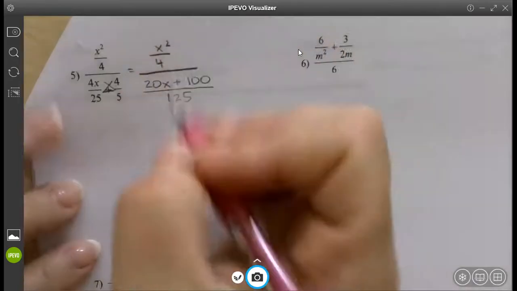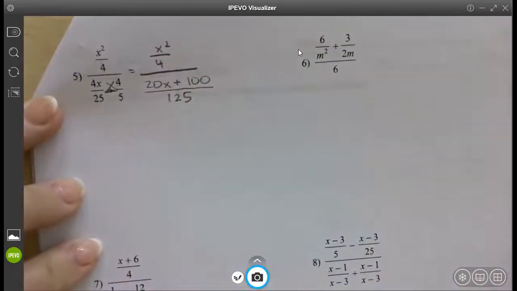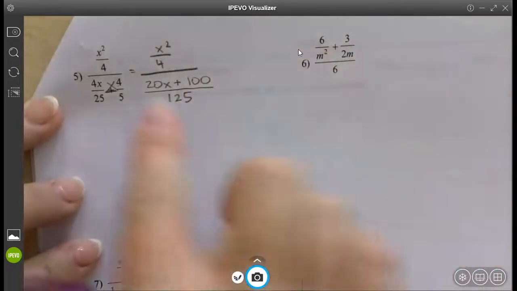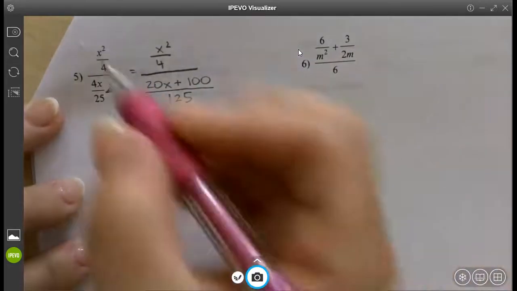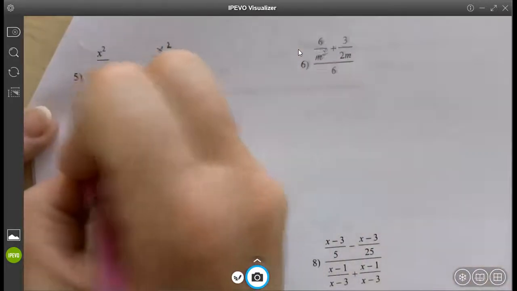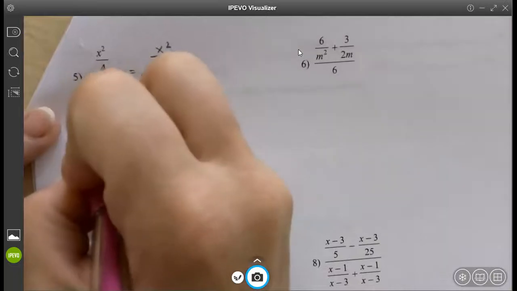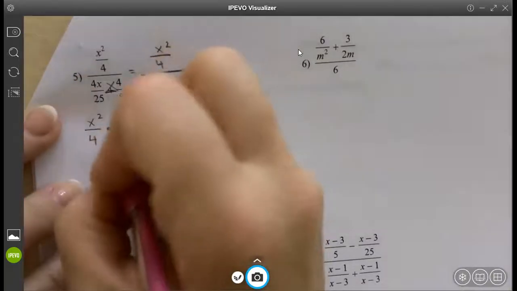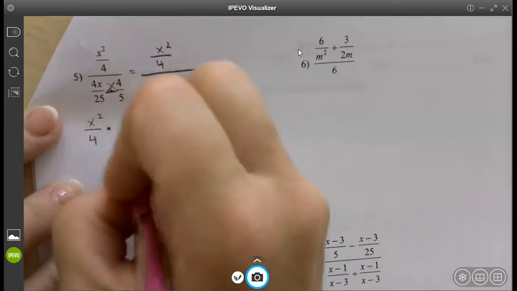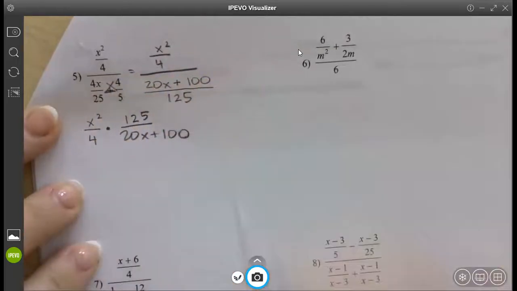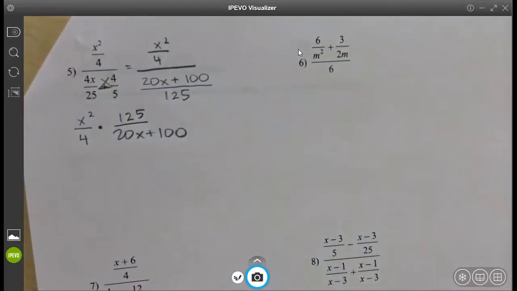Okay. I'm going to go ahead and rewrite it because there's nothing I can do. There's nothing I can put together. I can factor this, but I'll factor it in a minute. Okay, so when it looks a little bit easier. So I'm going to keep the first one, change it to multiply, flip the bottom one. Is everybody okay with that step? Okay, put them together, then flip and change.